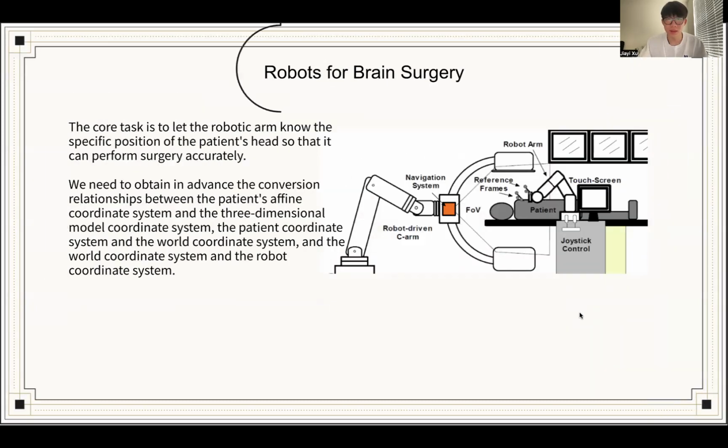Third, we're going to talk about robots for brain surgery. As we can see here, the core task of robot surgery is to let the robotic arm know the specific position of the patient so that it can perform surgery accurately. Brain surgery is a relatively simple task for robotics because people's heads are basically the same, so we can easily build a model. But for the body, we have different shapes, so building a model of the body is kind of difficult.